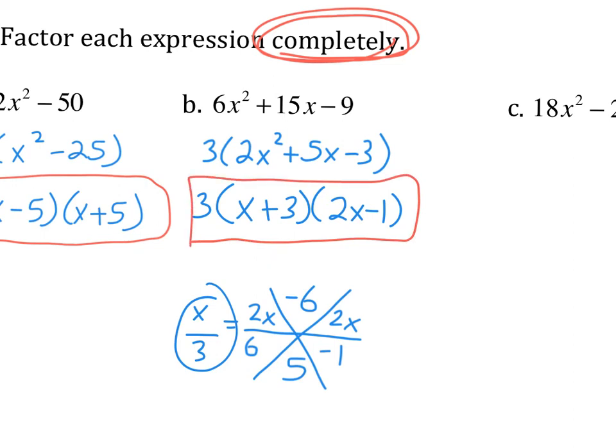So what were my steps? Number 1, I factored out the GCF right here. Then number 2, I recognized this as not a special pattern, so I just used Snowflake to see if I could do it. And I did, so I'm done.